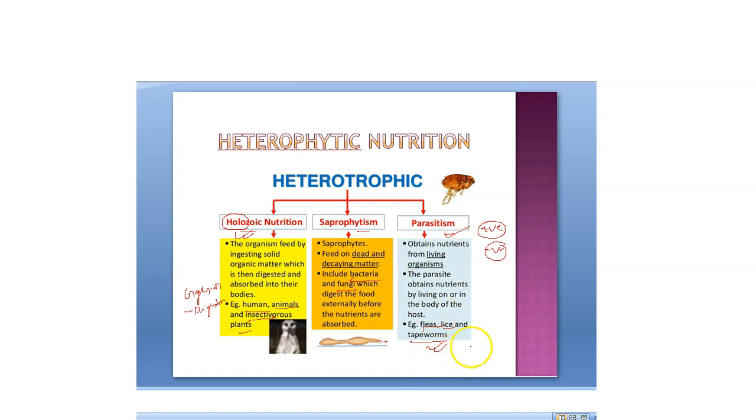So here the mode of nutrition is over, and I hope you understood properly.